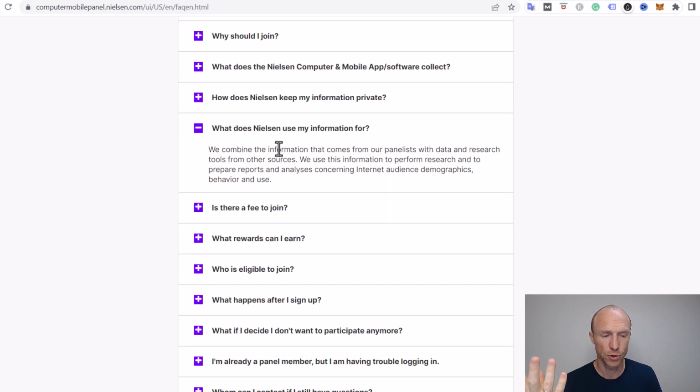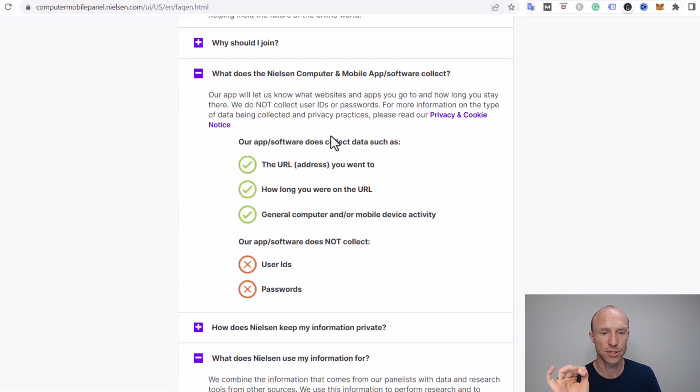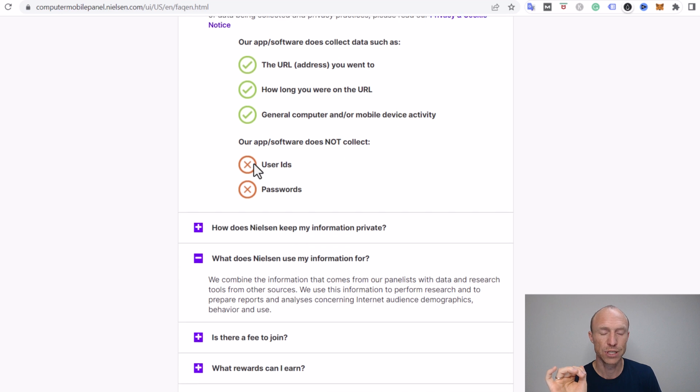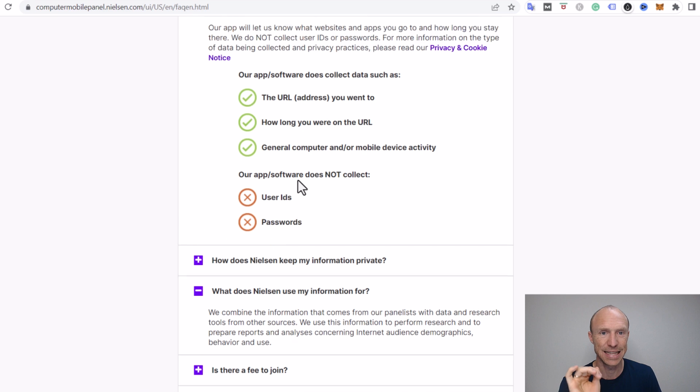What's important to know is that they combine this information with the different panelists. So it's not about tracking exactly what you are doing or who you are, and it's not about collecting any passwords or anything like that. You can see that very clearly, because they also say here what they actually collect: the URL, how long you are on a URL, and in general the activity you have, but you will not share any user IDs, or any passwords, or anything like that.